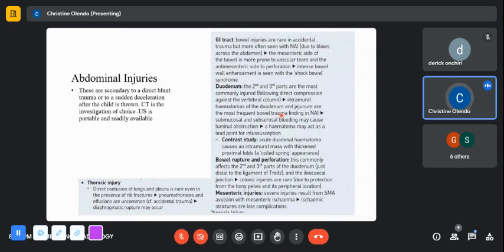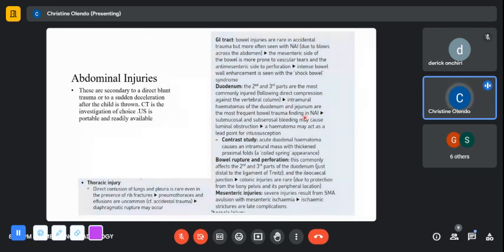It's not common for you to find GI injuries or bowel injuries. In the duodenum, the second and third parts are the most commonly injured areas. This is following direct compression against the vertebral column. You can have intramural hematomas of the duodenum and jejunum.